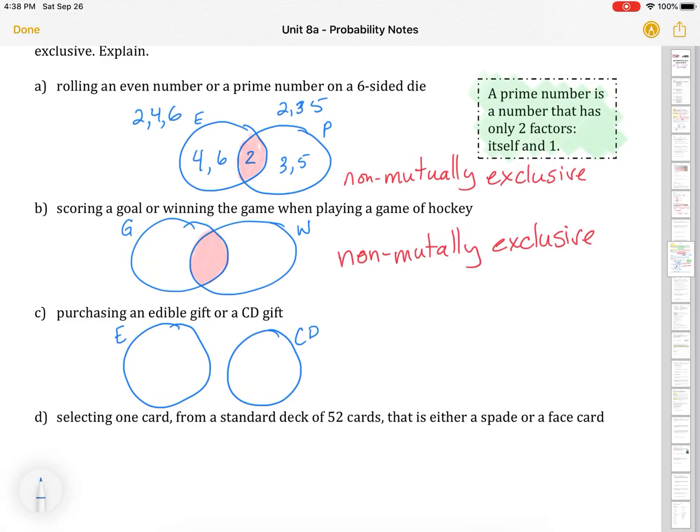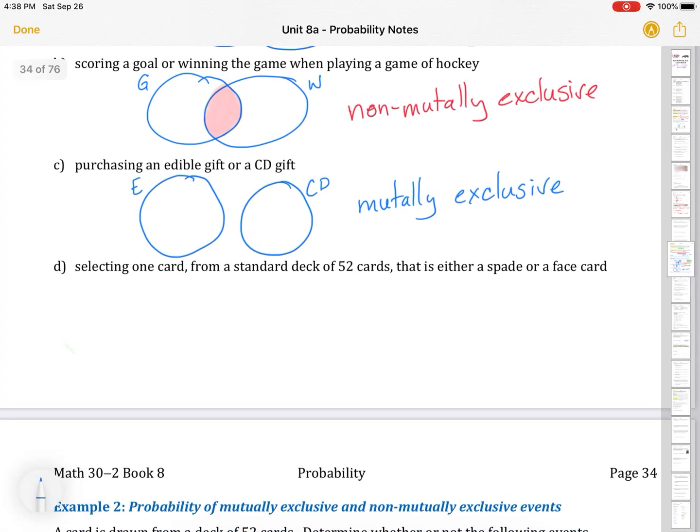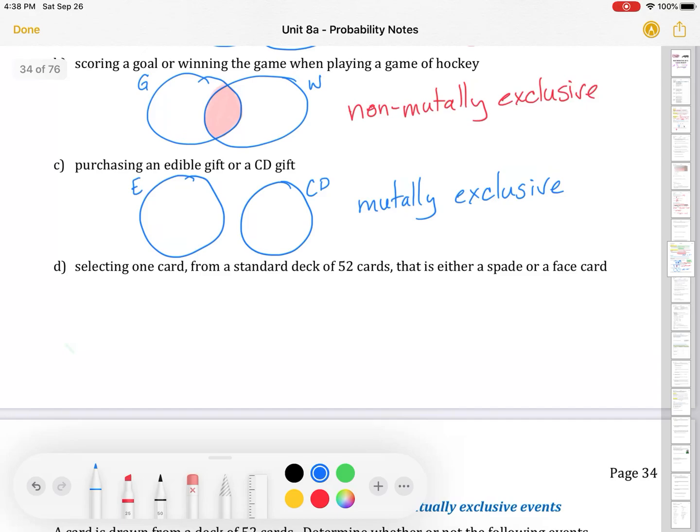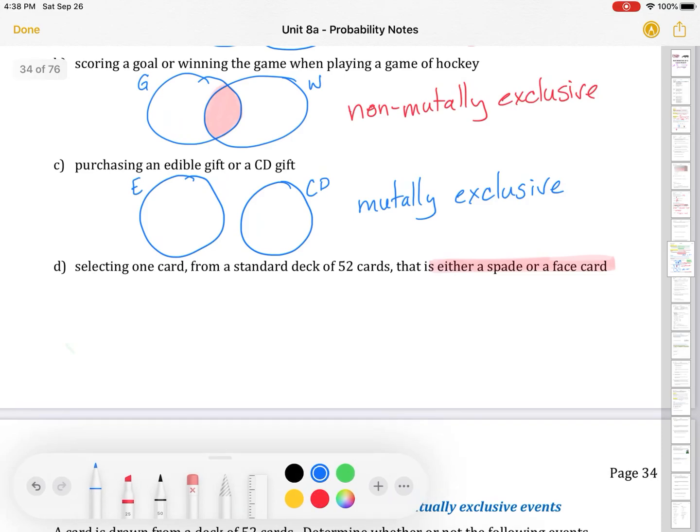Purchasing an edible gift or a CD gift. Well, I don't know about you, but I don't eat CDs. So this would be edible and these would be the CDs. There is no overlap, so these are mutually exclusive. So if we were doing those, we would just simply add them together. Whereas the first two, A and B, we would have to subtract the overlap.